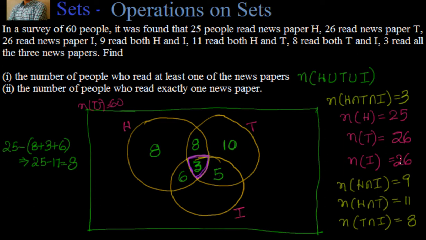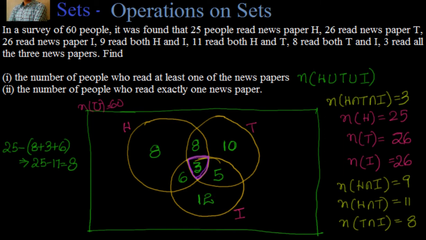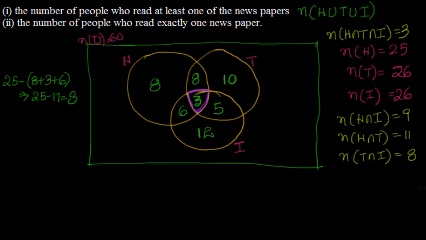Similarly, come to I. I know again 26 is n of I. I have 6 plus 3 plus 5, 14 is gone, so I should have only 12 here. That's it. We are done with that. Now we can solve the problem.